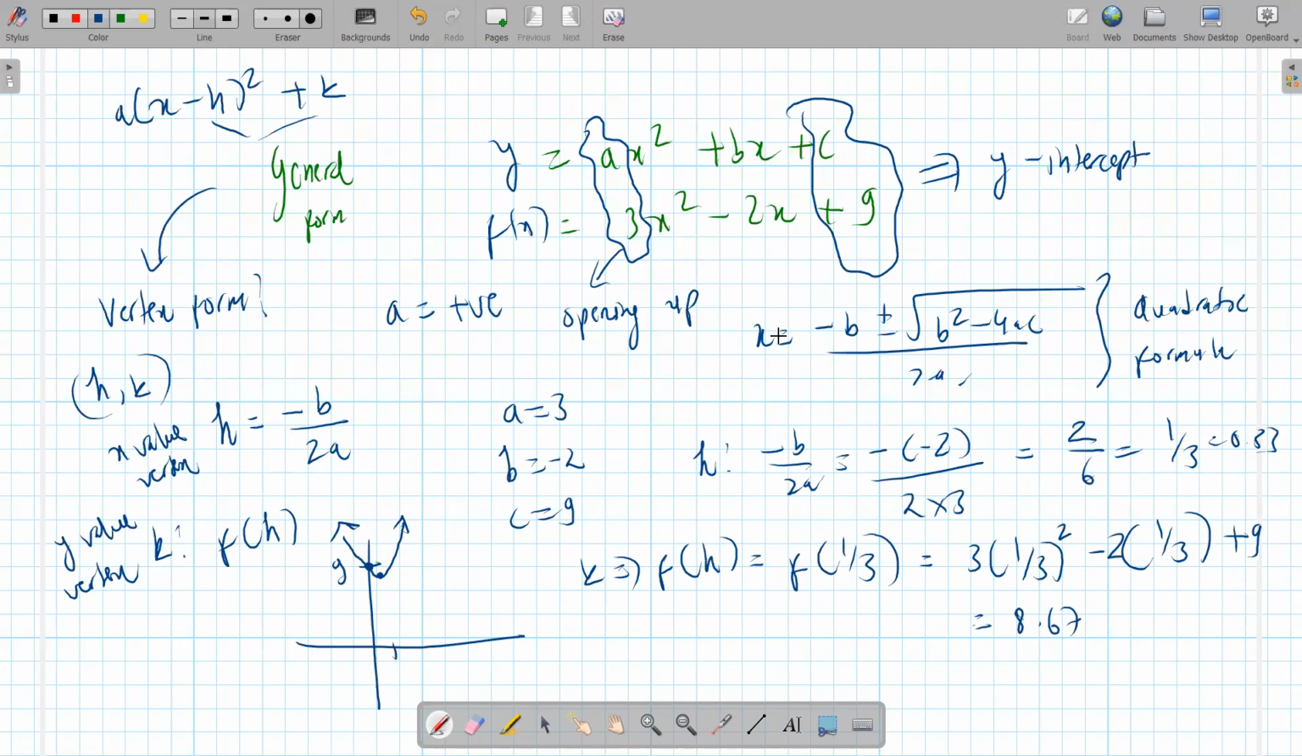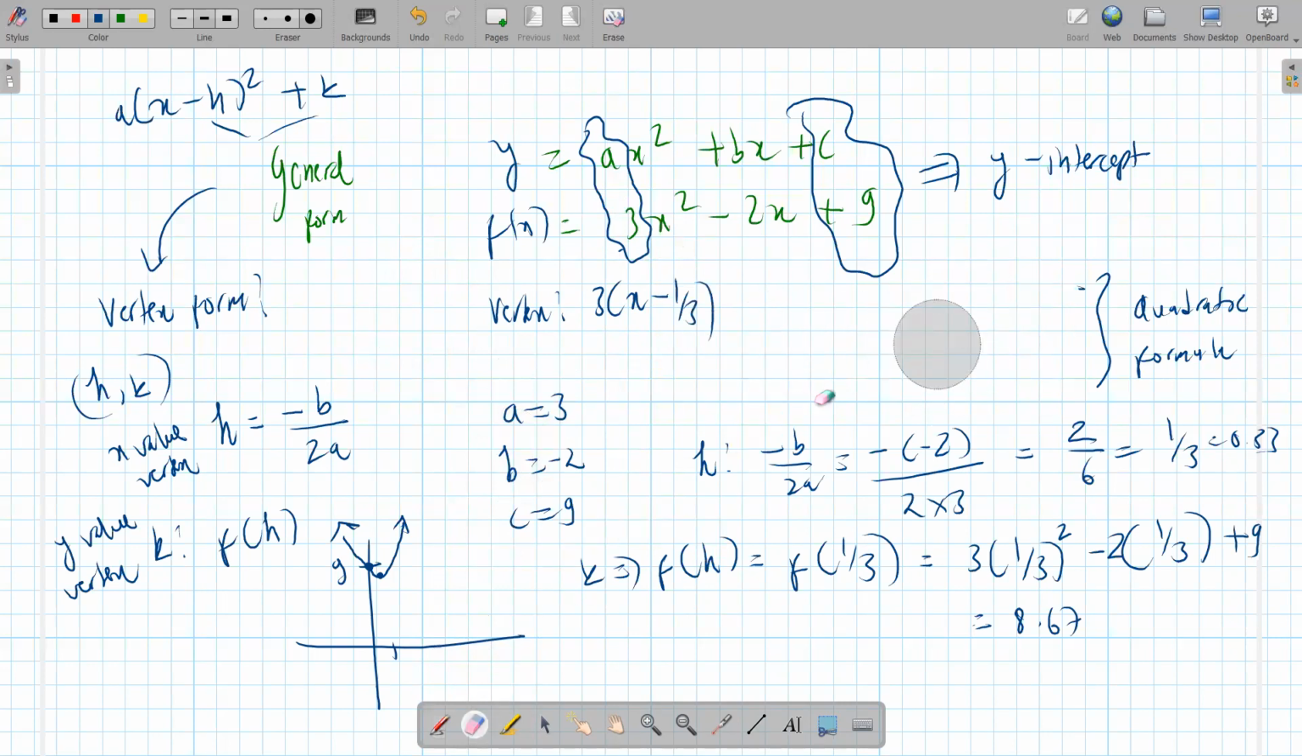So if you wanted to write this in vertex form, we have our h and the k. And again, the a value never changes. The a value is the one constant between all three forms. So the a value is going to stay as it is. So in vertex form, this equation is going to become 3 times x minus 1/3, whole squared, and then the k value was 8.67. There you go. We've turned this into the vertex form.